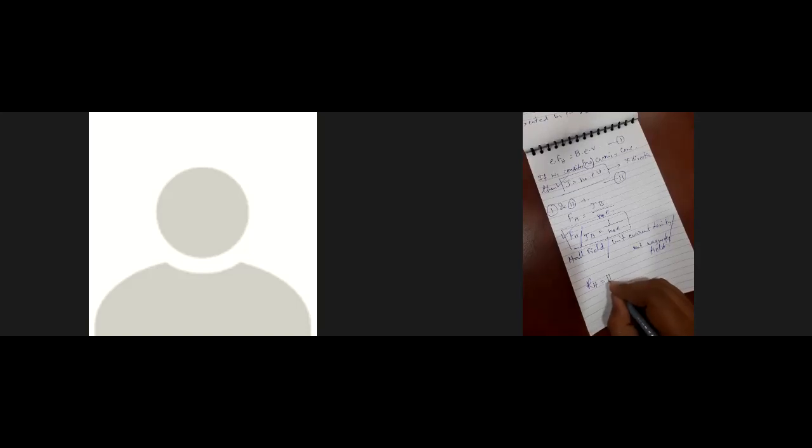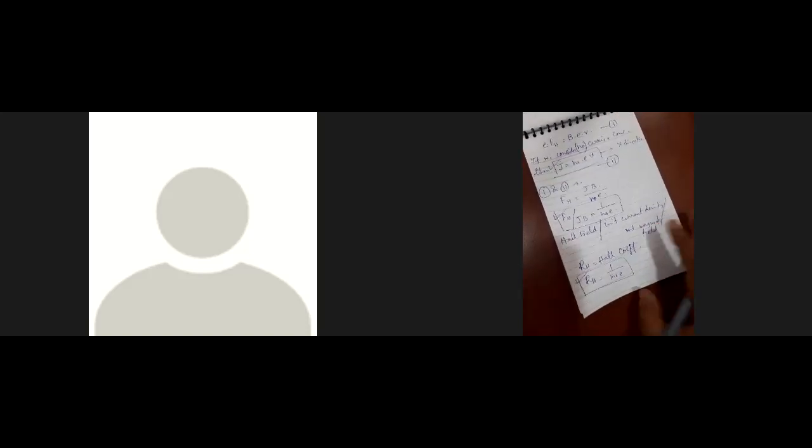So RH is considered as the Hall coefficient. RH is equal to 1 by N0 into E. What is the value of RH? RH is equal to 1 by N0 into E. Okay, is it clear up to this point or not? So this is the Hall coefficient. This is equation 3.